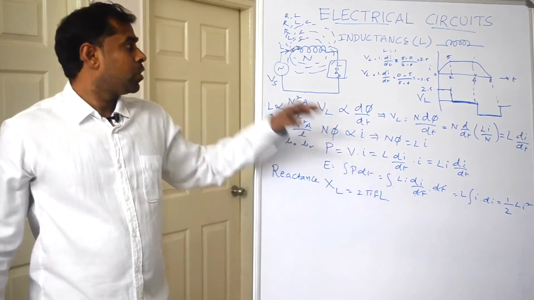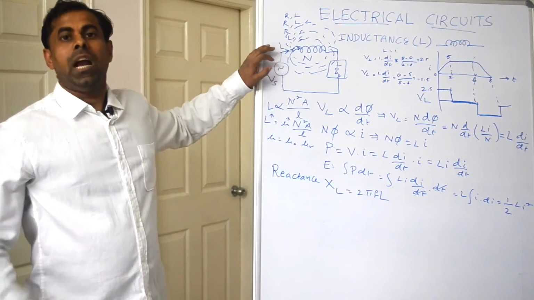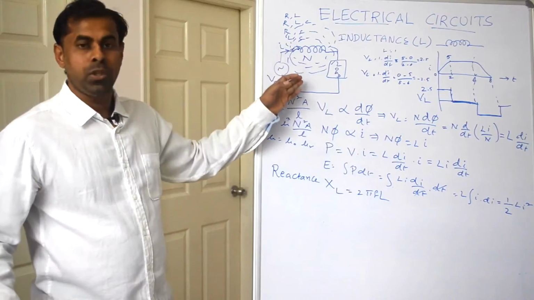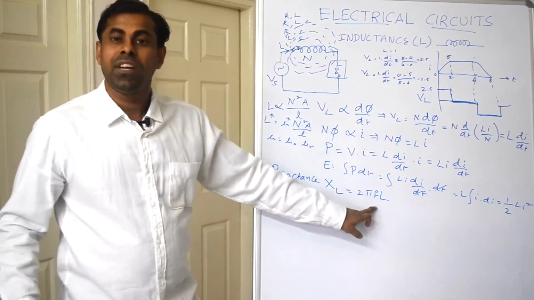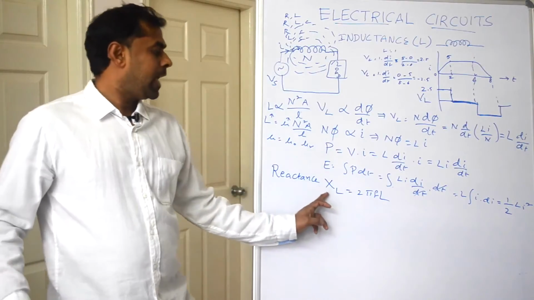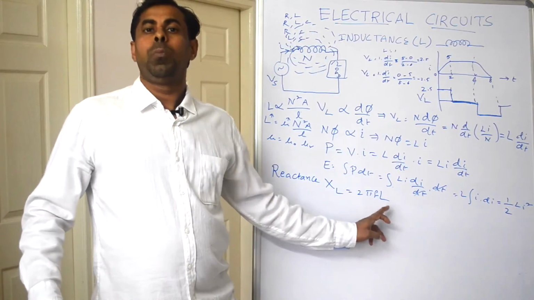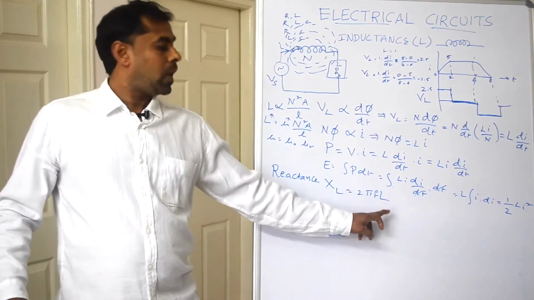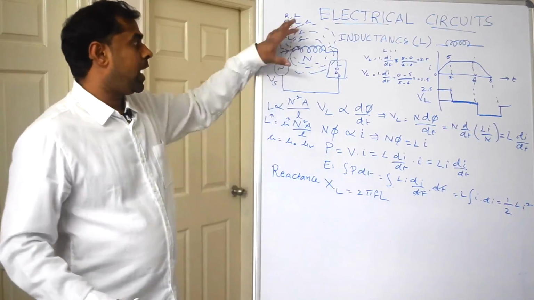When the frequency is 0, suppose this is DC which is not varying at all, whose frequency is 0, then the reactance will be 0. If it is varying and has a certain frequency, the amount of resistance offered by this inductance is XL, which is nothing but 2 pi fL, directly proportional to the frequency of the source and the inductance of the wire used.